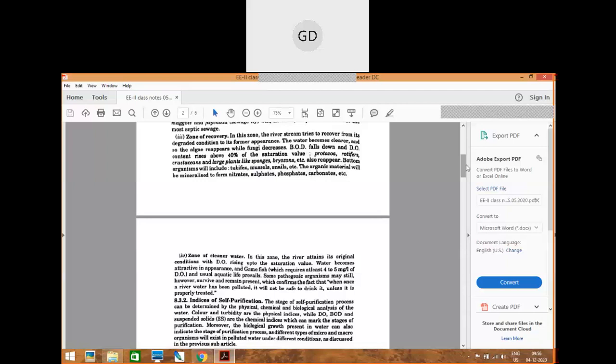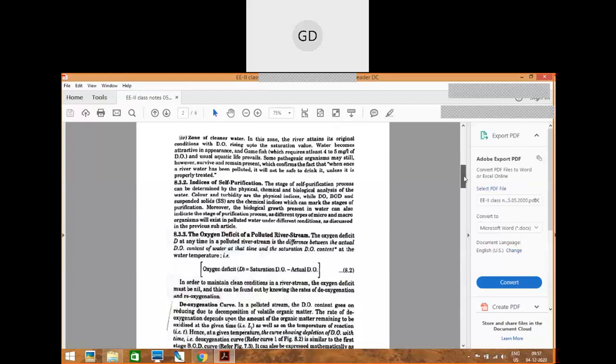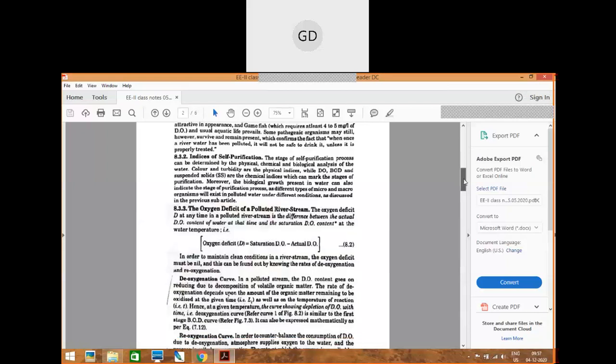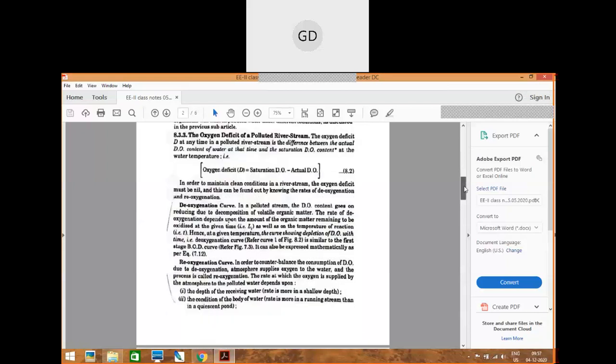So these are the four zones of your river stream. You should know what each zone says and what the DO content is. What is happening in each zone, you should know it properly. Okay, so next is the oxygen deficit of a polluted river stream.